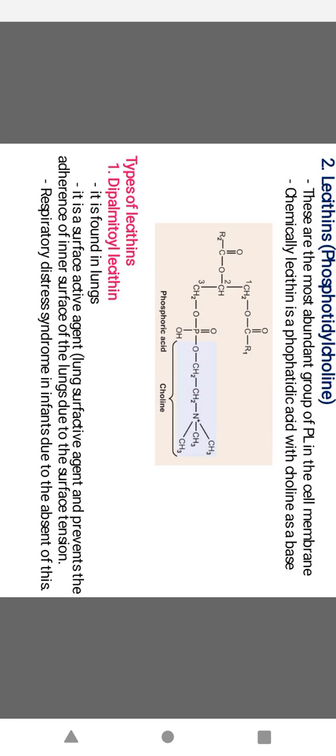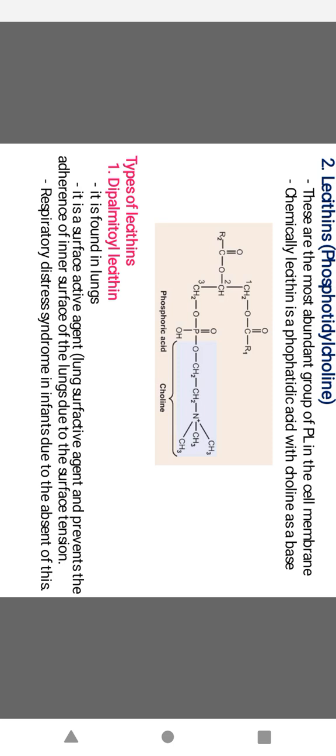Next, another type of glycerophospholipid is lecithin. The phosphatidyl group is basic for all, but the attaching group, which means the prosthetic group, varies the name. These are the most abundant group of phospholipids in the cell membrane. Chemically, lecithin is a phosphatidic acid with choline. So phosphatidic acid is the base and choline is attached. Then the types of lecithin. Again, the lecithins also have some similarity in some of the components.